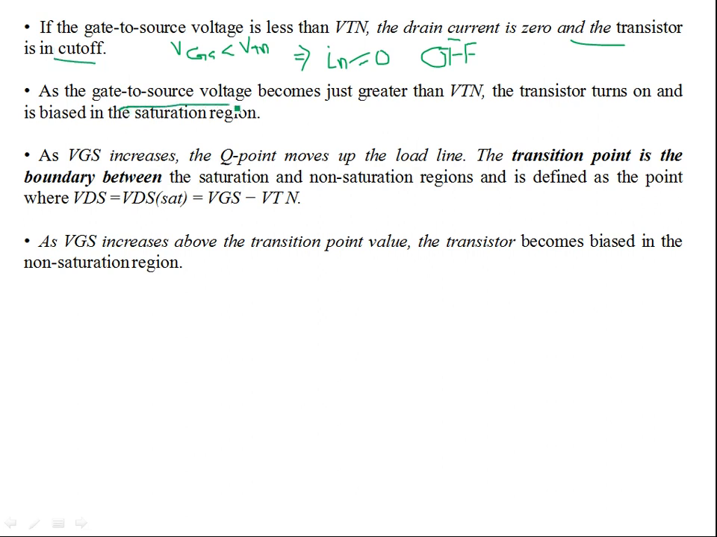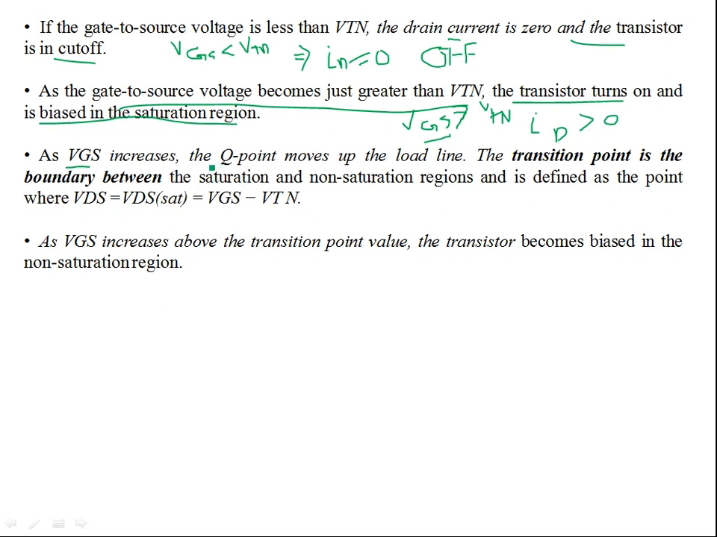As the gate to source voltage becomes greater than VTN, the transistor turns on and is biased in the saturation region. So as you keep on increasing VGS, you need VGS to establish a channel. When VGS is greater than VTN, then there is a non-zero current ID that flows, the transistor turns on. So you need VGS to establish the channel. So that's an enhancement type of MOSFET.